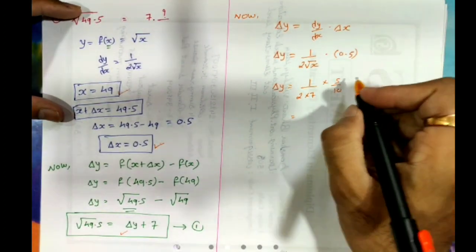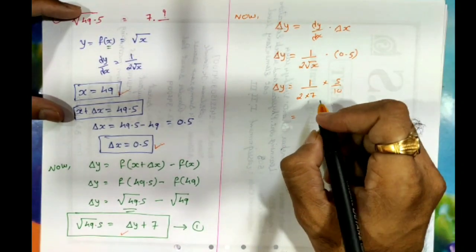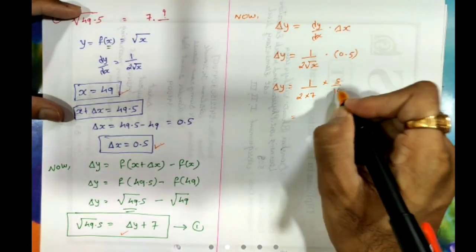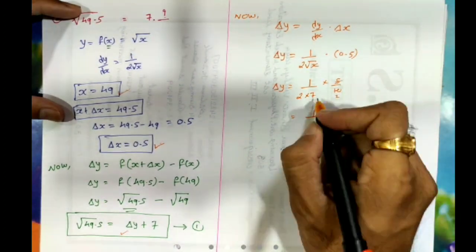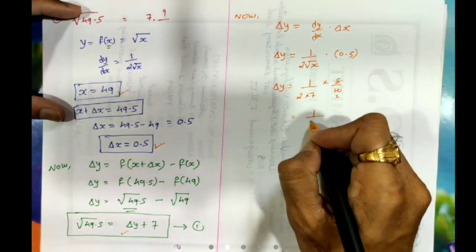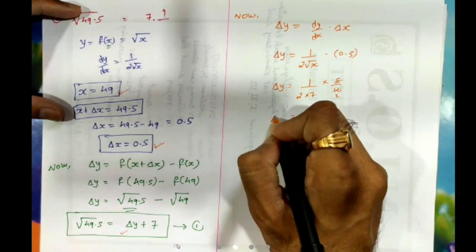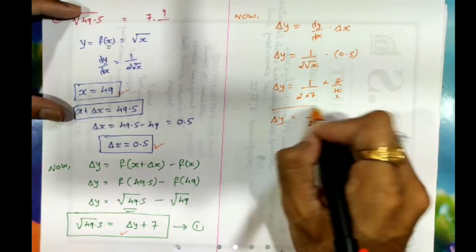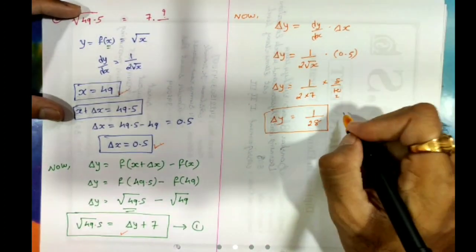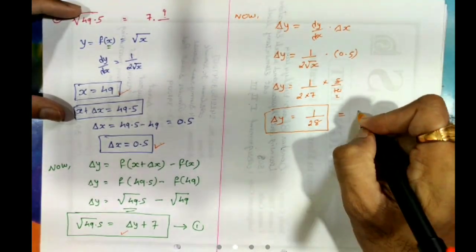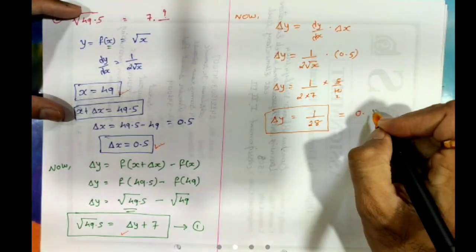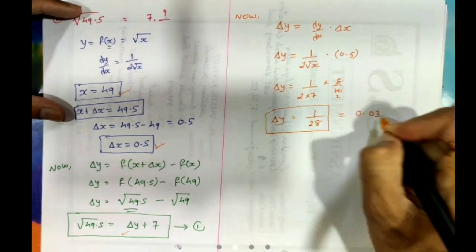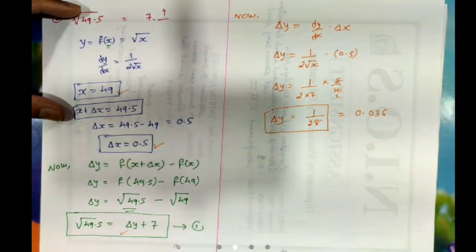So that is equal to 1 upon 2, 5 2s are 10, 2 7s are 14... 2 4s are 8, 7s are 28. So delta y equals 1 upon 28. So its decimal value is 0.036. Done. So this is our delta y.